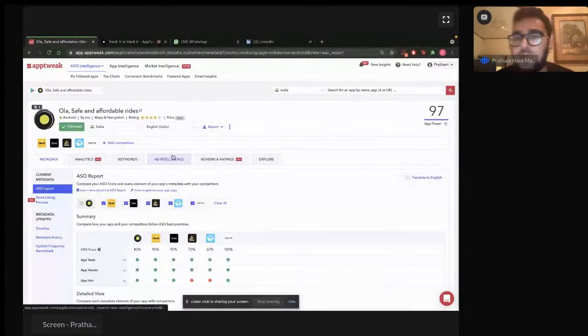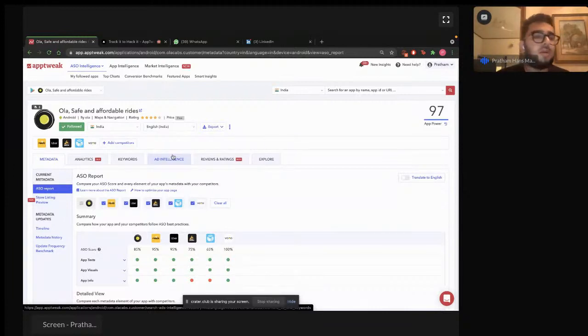All right, perfect. So now what we're looking at is the AppTweak dashboard. And for today's tips and tricks, we're going to utilize a common set of apps that we use on a day-to-day basis. I'm going to be taking the example of the maps and navigation category and common apps that we use, such as Ola, Rapido, Uber, and so on, to cover certain best practices.